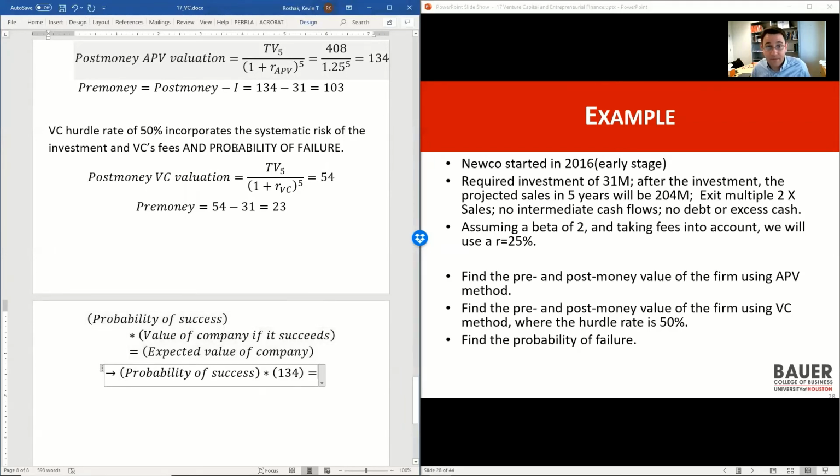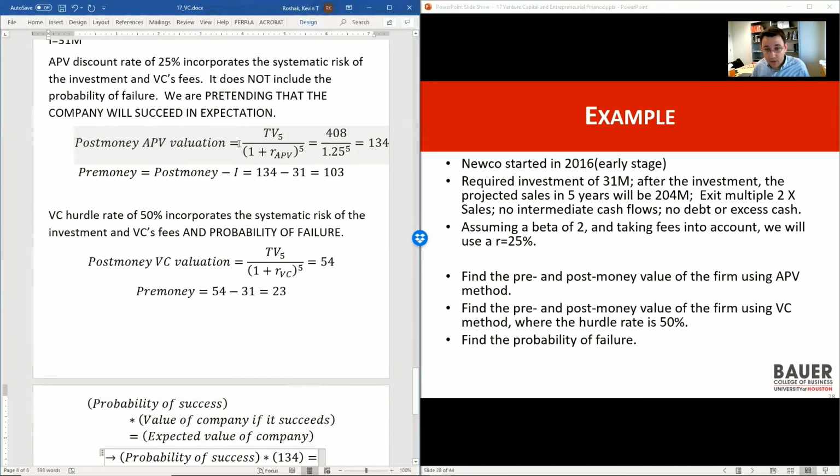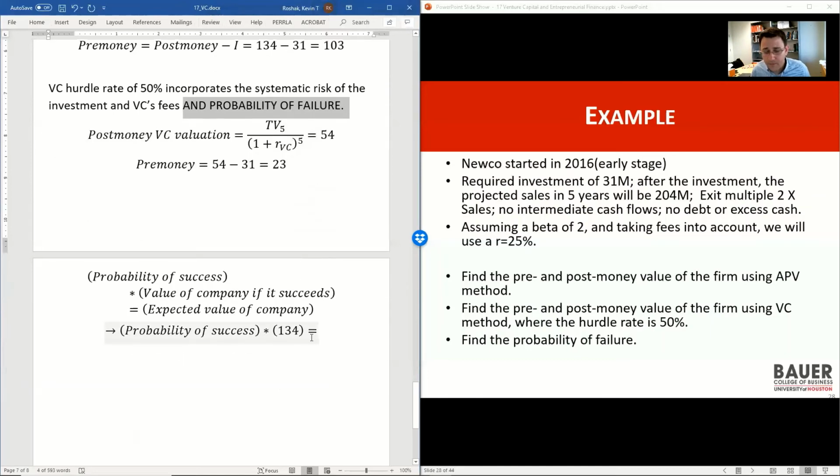Now the VC is not doing any pretending. The VC knows that they need to make money. They're not going to give any money to the founder if they don't have to. So this valuation of 54, that incorporates that probability of failure. So this is the expected value. This is how much we think that the company is actually worth, is 54.